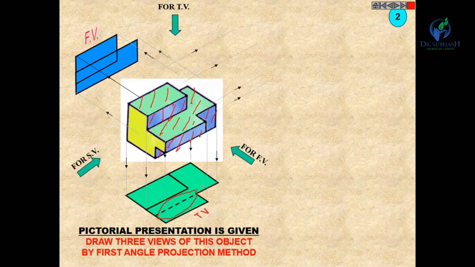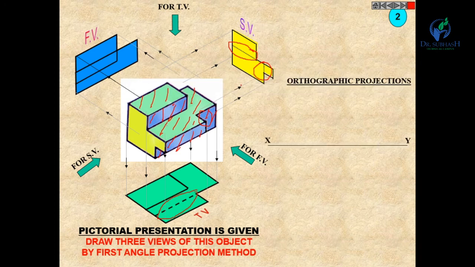For the side view, you can see this dash line is given. This is also a dash line. So the hidden part you can see here. This is the left hand side view.